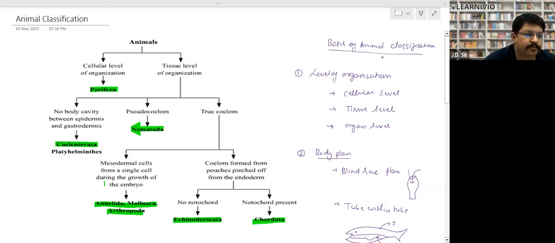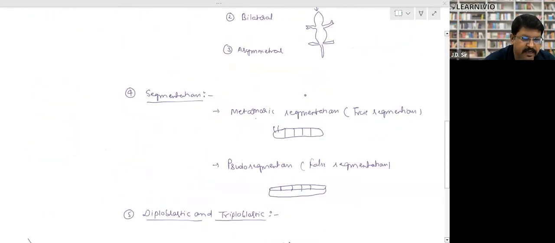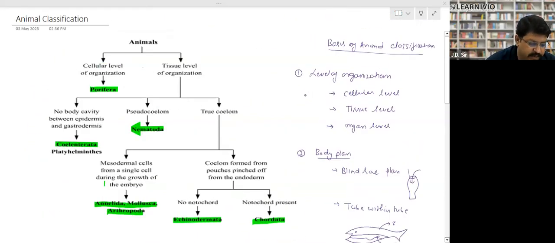So what is the criteria behind the classification? There are different criteria behind the classification of animals. First and foremost, that is what we will study, the criteria behind the classification. I will explain the criteria one by one. Then we will move into the animal classification part, right?